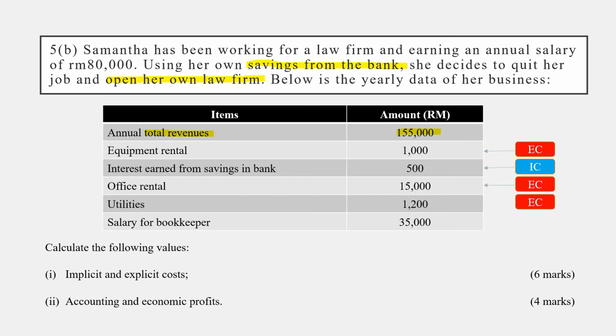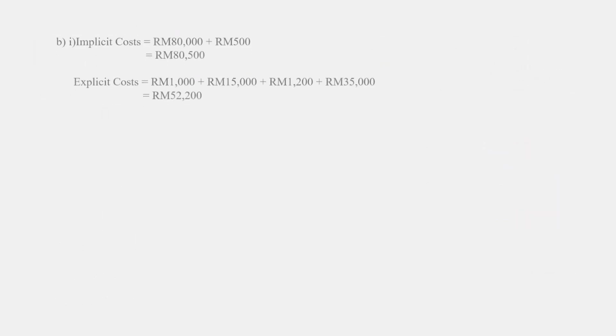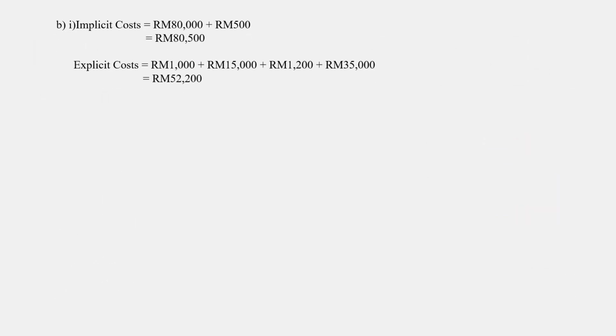Utilities 1,200 ringgit is explicit cost. Salary for bookkeepers 35,000 ringgit is explicit cost. And the last one is annual salary 80,000 ringgit. It is implicit cost. After we do the analysis, now we can start to do the calculation.